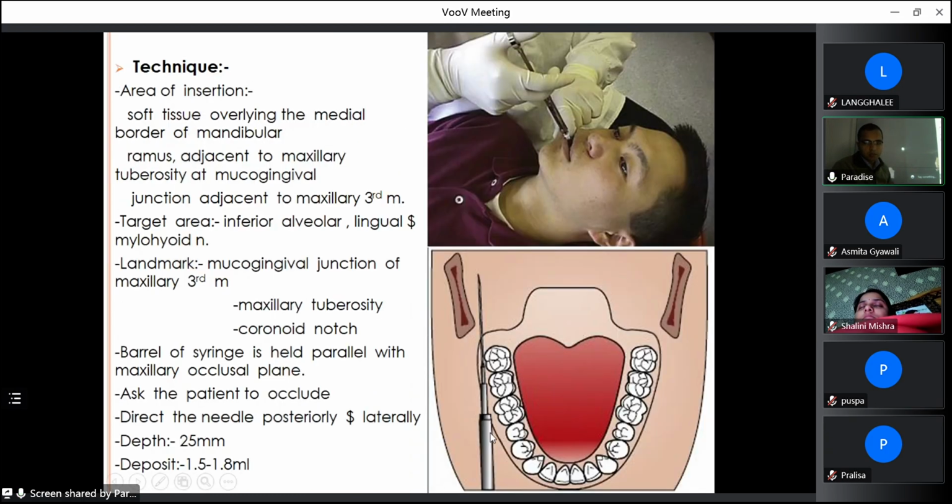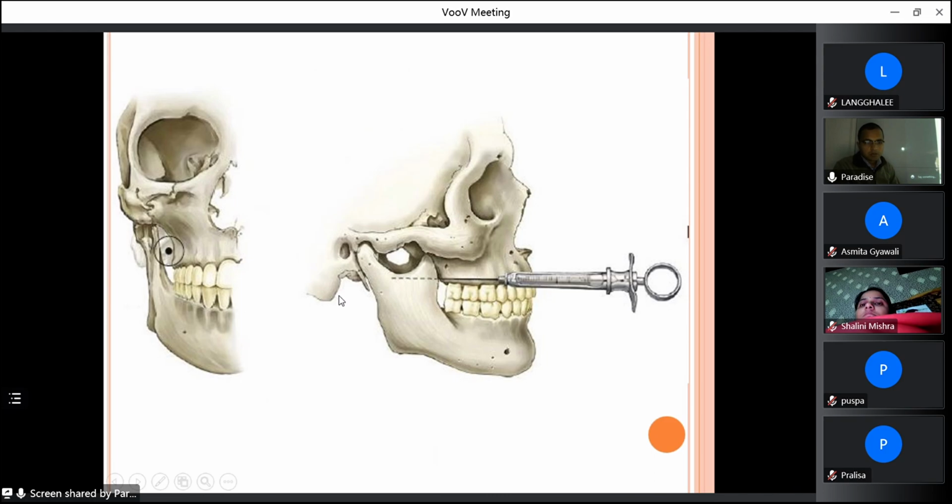Okay. So you have to approach through the buccal vestibule in the maxilla. Your syringe should be parallel to the occlusal plane, and you have to reach near the neck of the condyle where the mandibular nerve exits. So this is the area you have to approach through the maxillary buccal vestibule. The most important thing is that your syringe should be parallel to the occlusal plane, and you have to hit the neck of the condyle. In this area, you have to deposit the local anesthetic agent, and you block all the branches of the mandibular division.